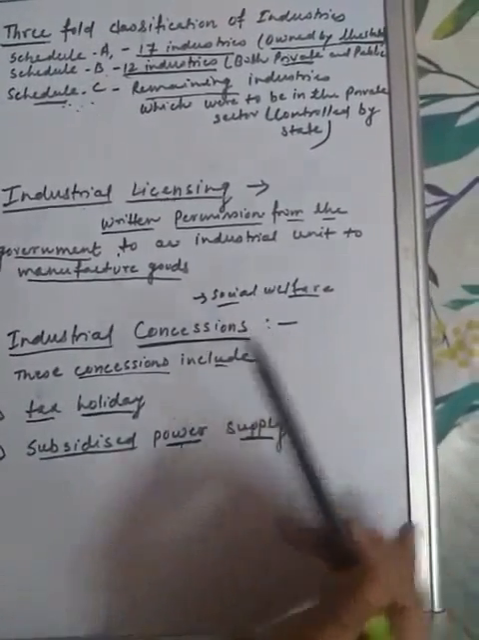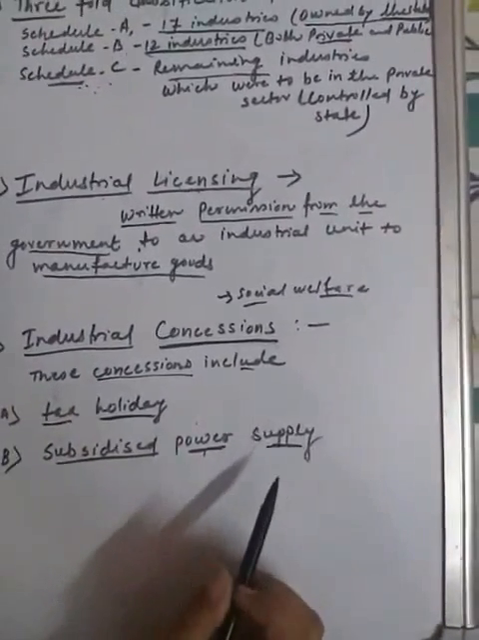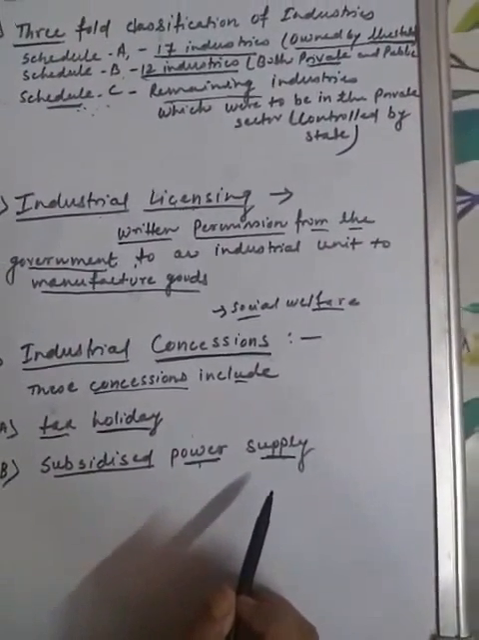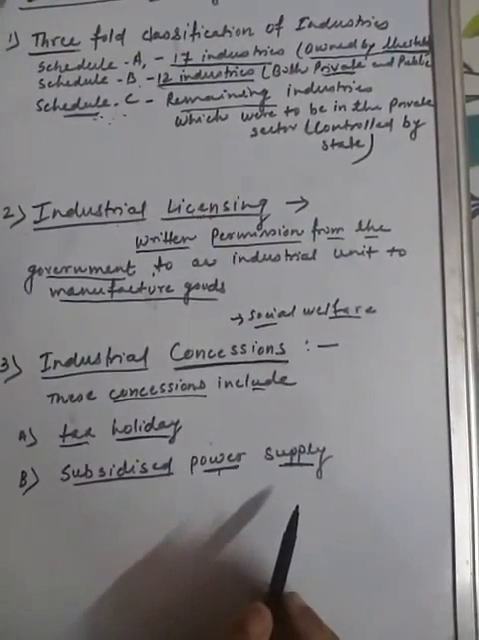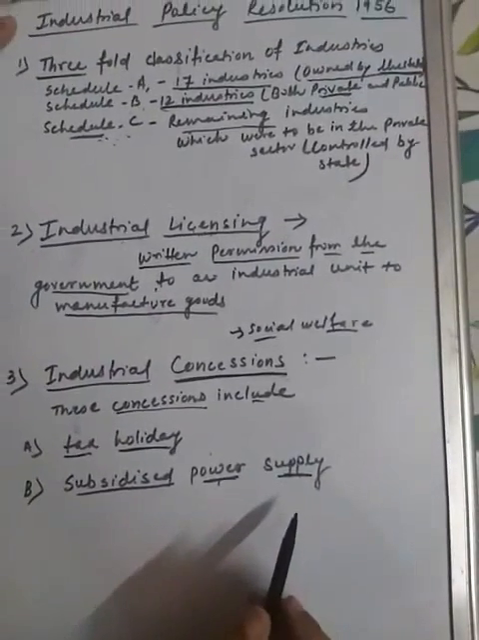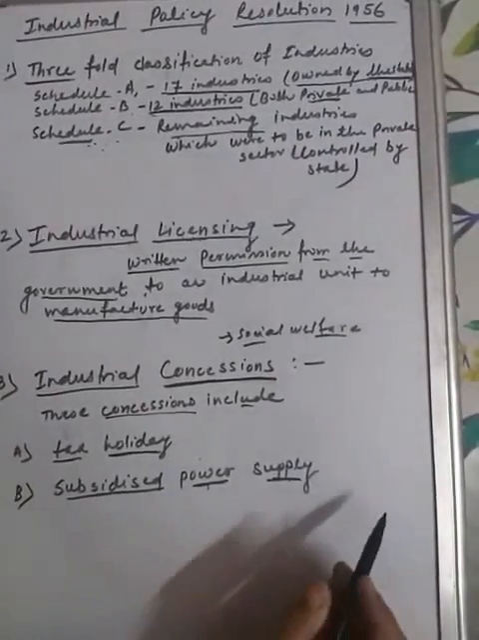So I hope you students have understood what Industrial Policy Resolution 1956 is, and that in this policy resolution three policies were made by the government.